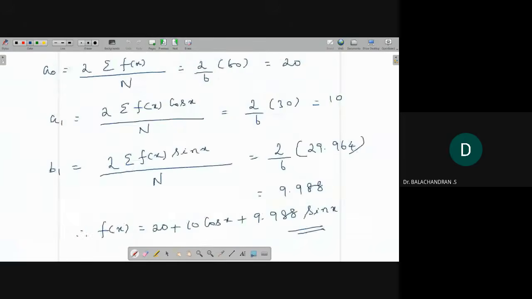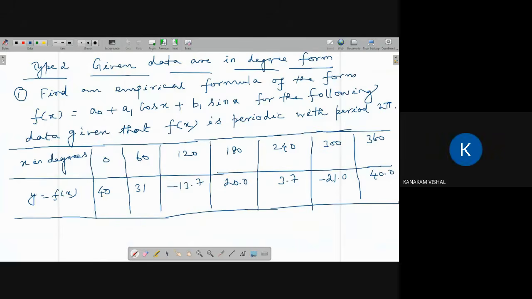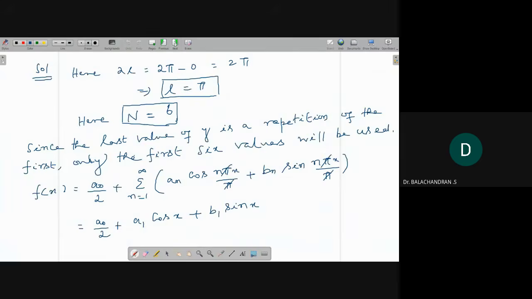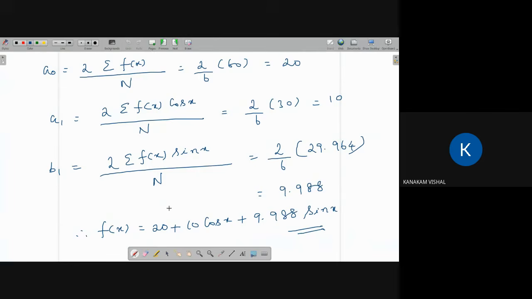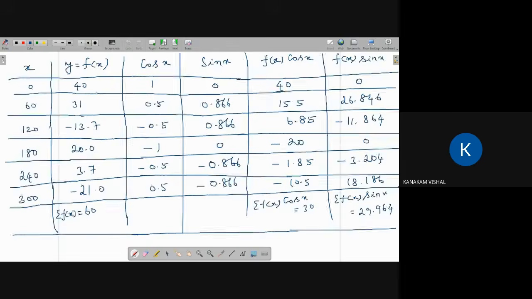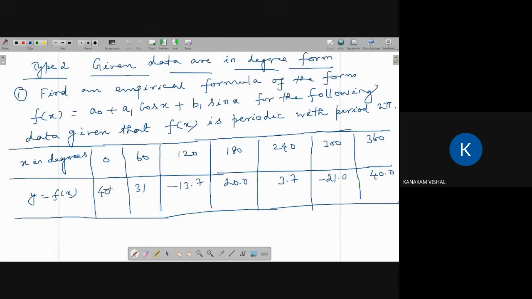What about six... whether... degrees, sir? Yes, your answer is working for 60 degrees. When we consider 60 degrees, then A naught should be 20 only, sir. Then only the answer comes approximately near to that. What value are you getting if you give 60?